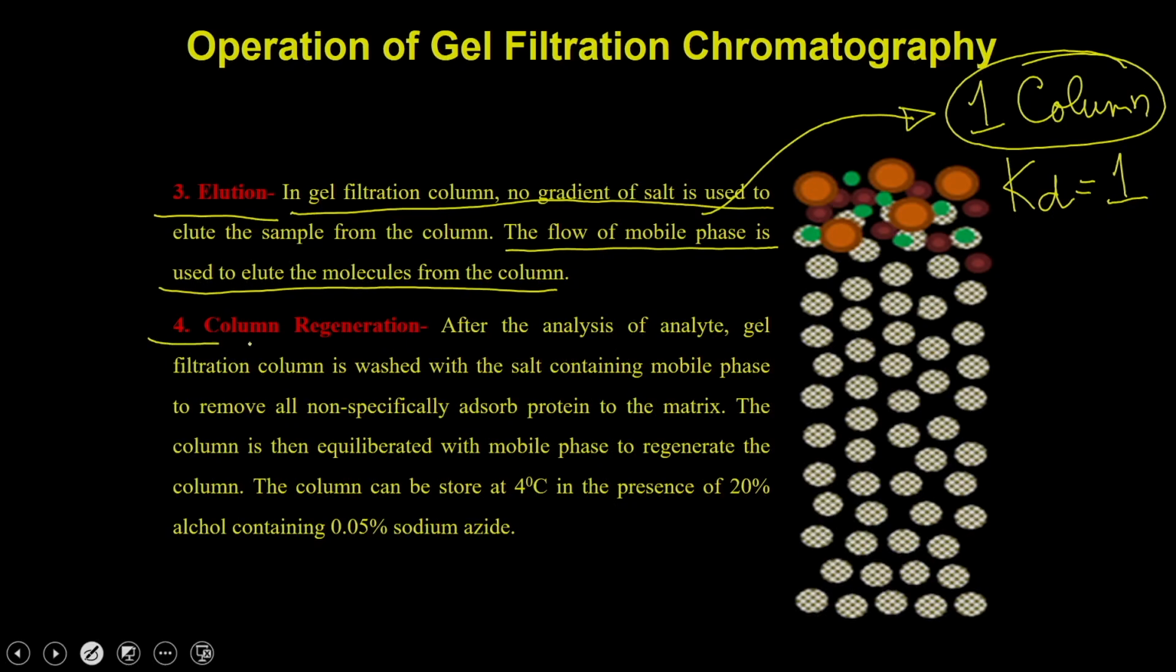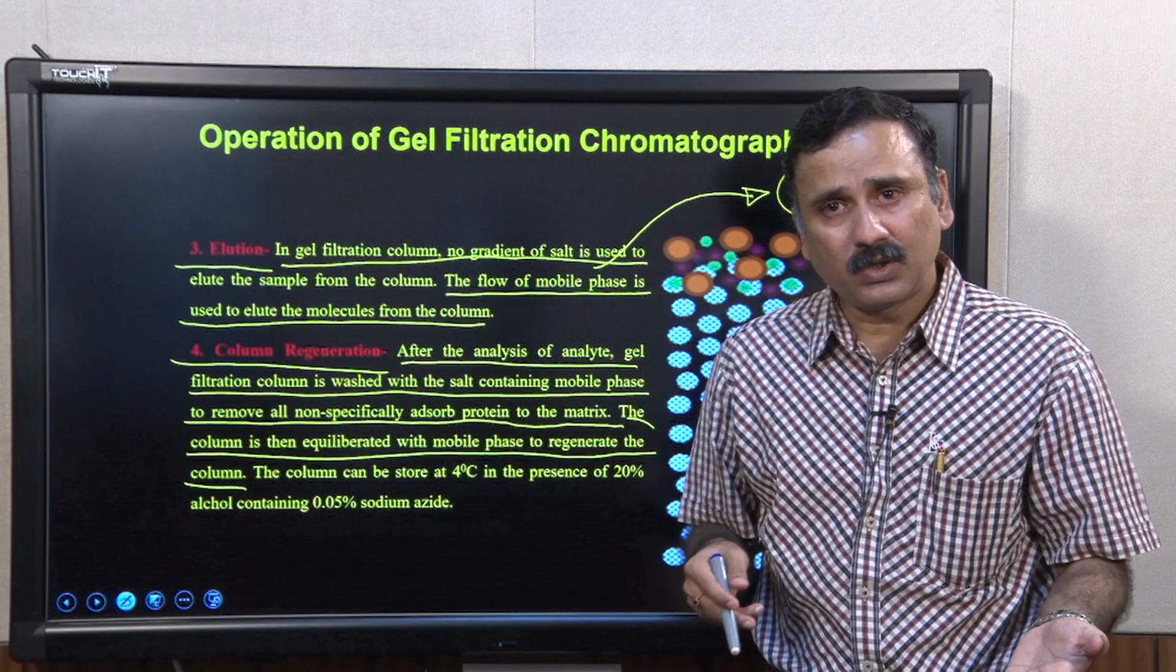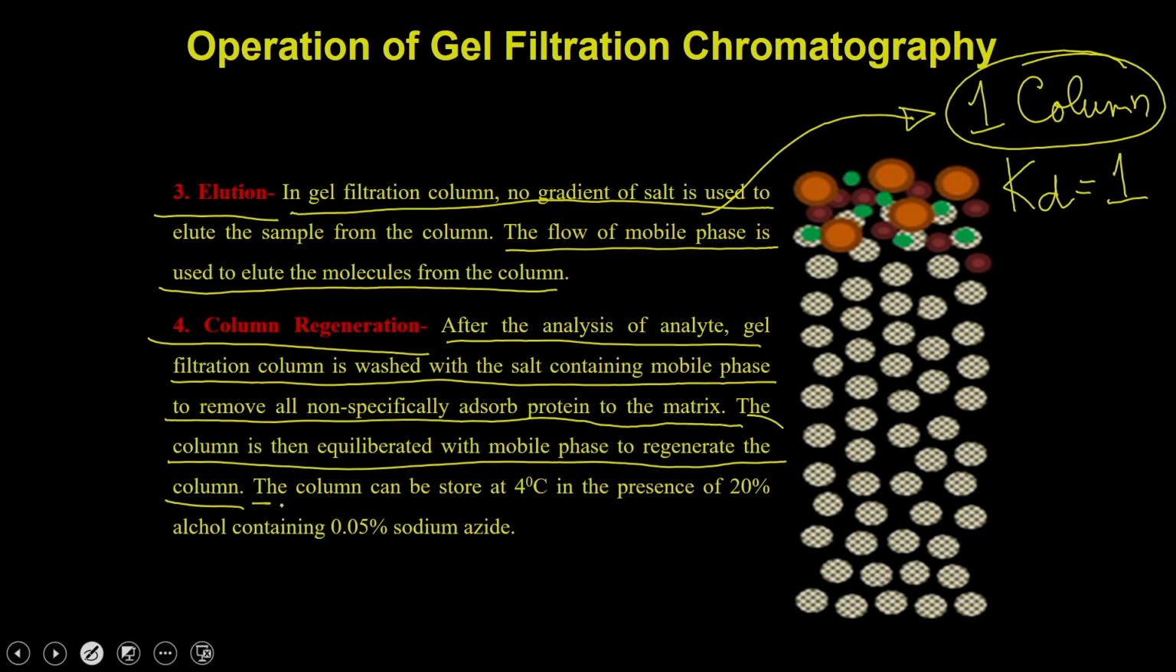Once you are done with the chromatography, you have to do column regeneration. After the analysis of the analyte, the gel filtration column is washed with the salt containing mobile phase to remove all the non-specifically adsorbed protein from the matrix. The column is then equilibrated with the mobile phase to regenerate the column. If you are not planning to use the column, then it has to be stored in alcohol, and stored at 4°.